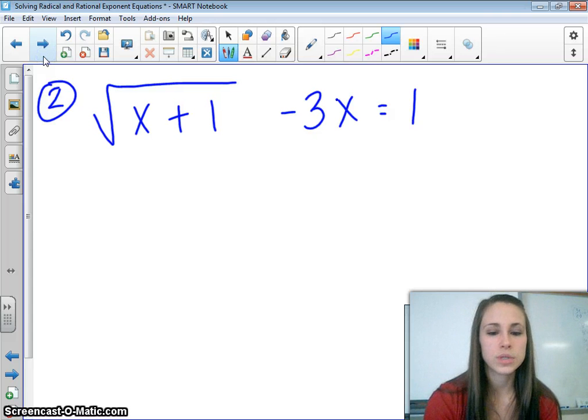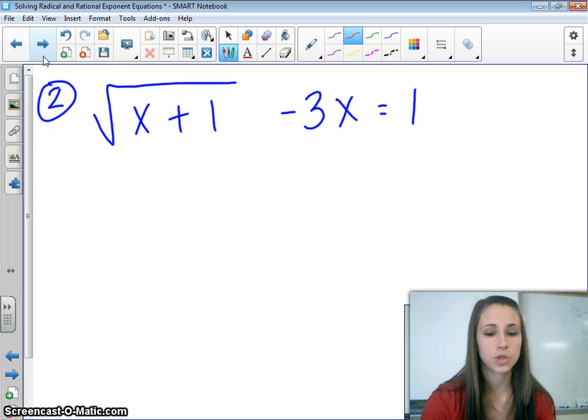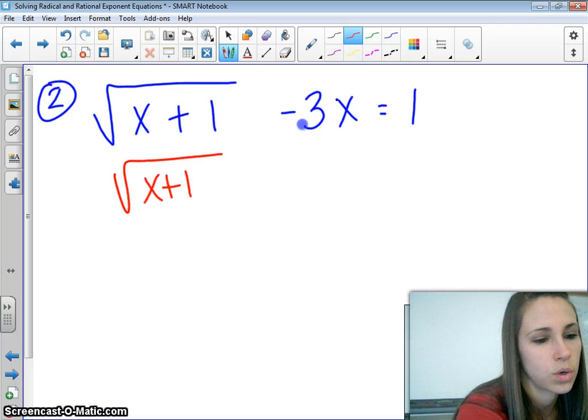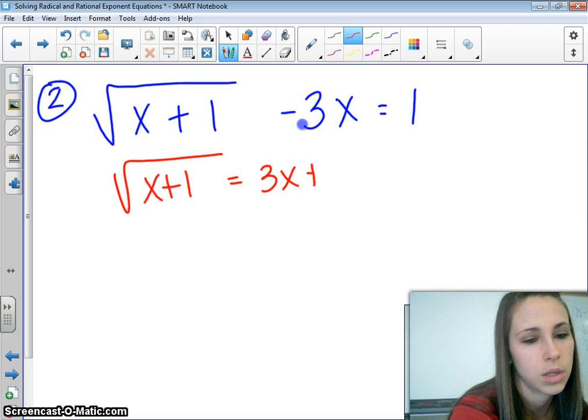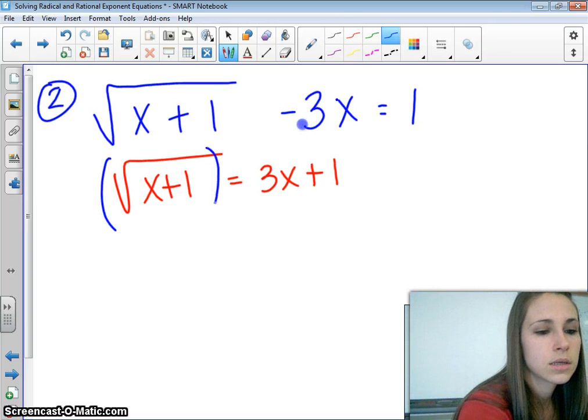All right. Number 2, so this one is a little bit harder, but it's still not too bad. So first thing I'm going to do is isolate the radical. So I'm going to get this by itself and move the 3x over. So this is going to be the square root of x plus 1 equals 3x plus 1. Now to get rid of the radical, I'm going to square both sides.